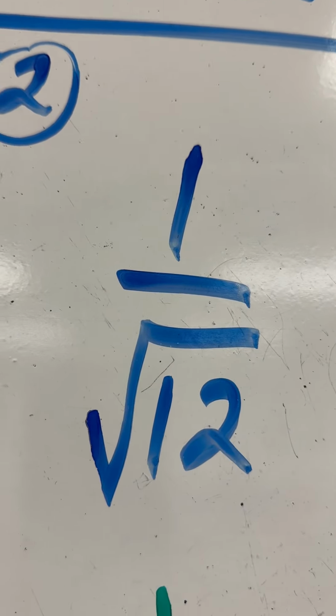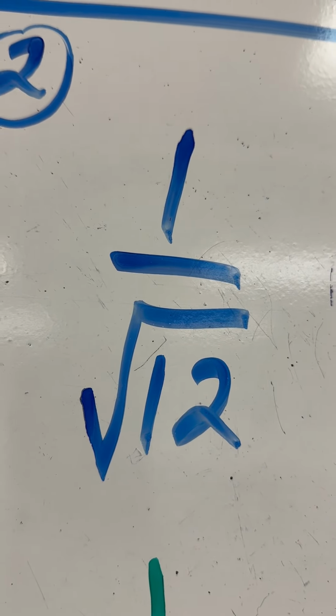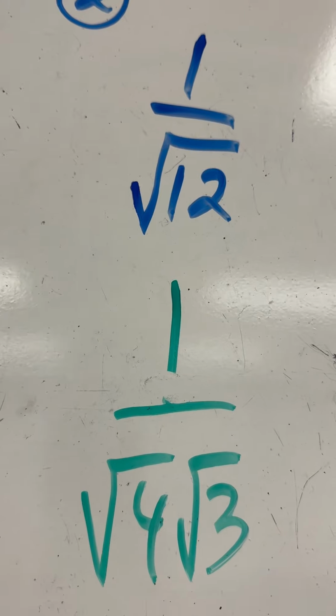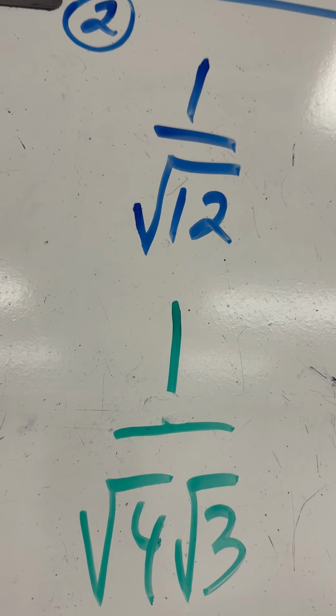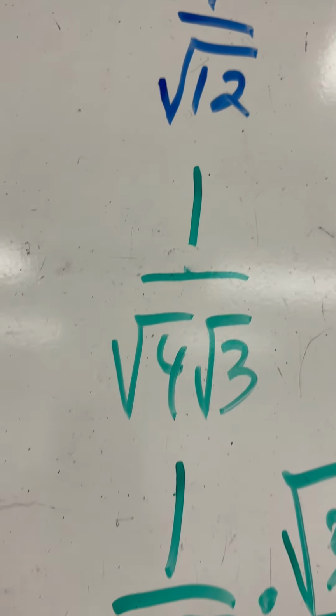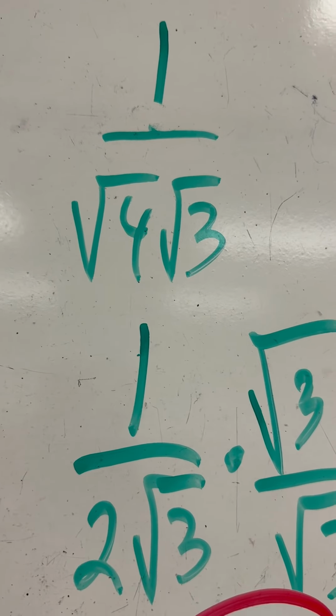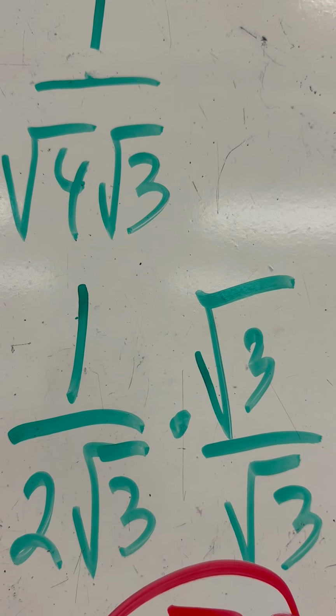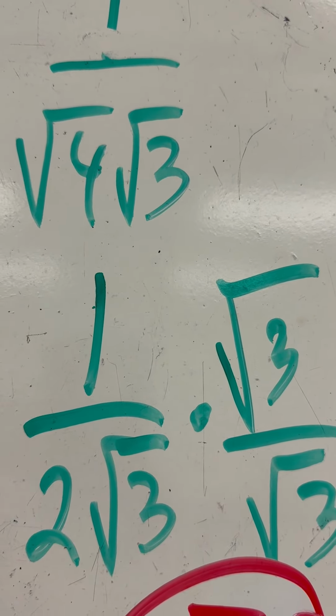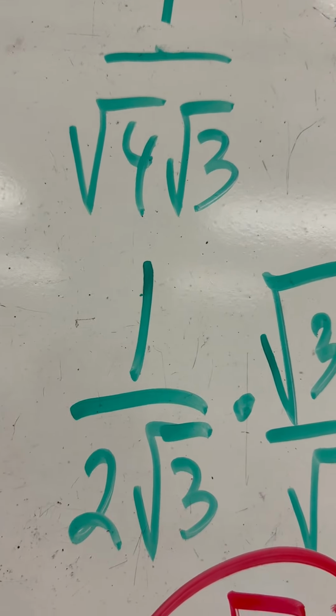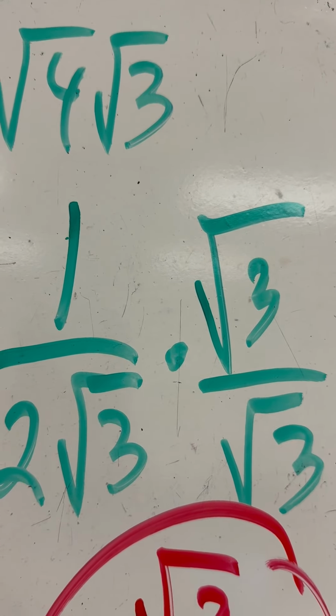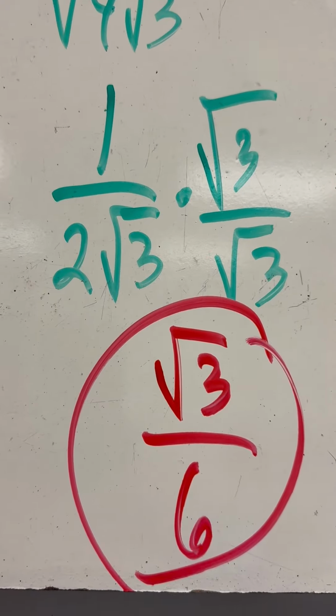What perfect square goes into 12? That would be 4. So you've got 1 over square root of 4, square root of 3. Square root of 4 is 2. So you got 1 over 2 square root of 3. So you multiply by square root of 3 over square root of 3, and you got square root of 3 over 2 times 3, which is 6.